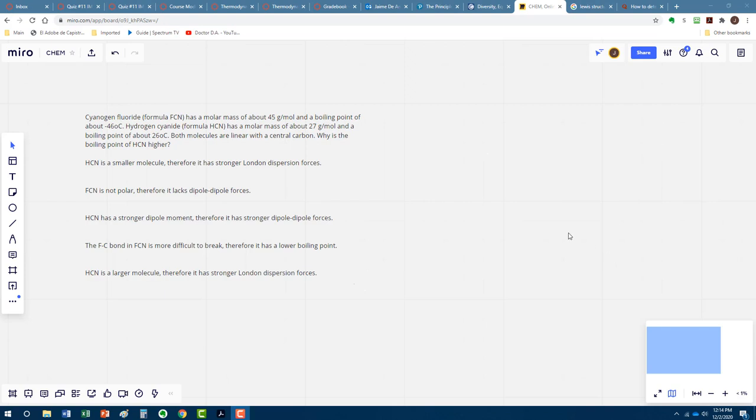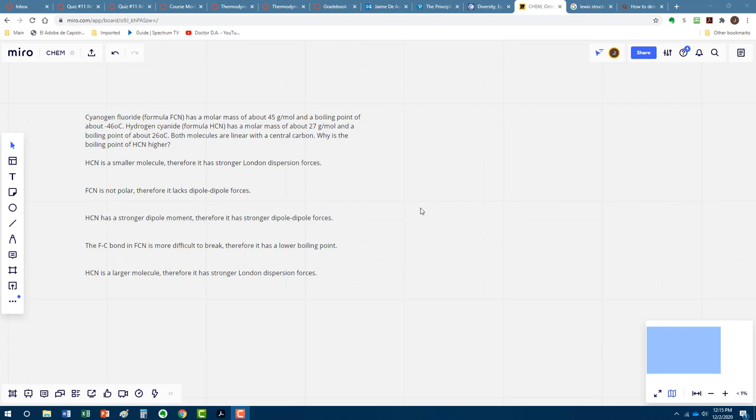Okay, here is our next question. Fluorine cyanide, FCN, has a molar mass of 45 grams per mole and a boiling point of about minus 46 degrees Celsius. Hydrogen cyanide, HCN, has a molar mass of about 27 grams per mole and a boiling point of about 26 degrees Celsius. Both molecules are linear with a central carbon. Why is the boiling point of HCN higher?